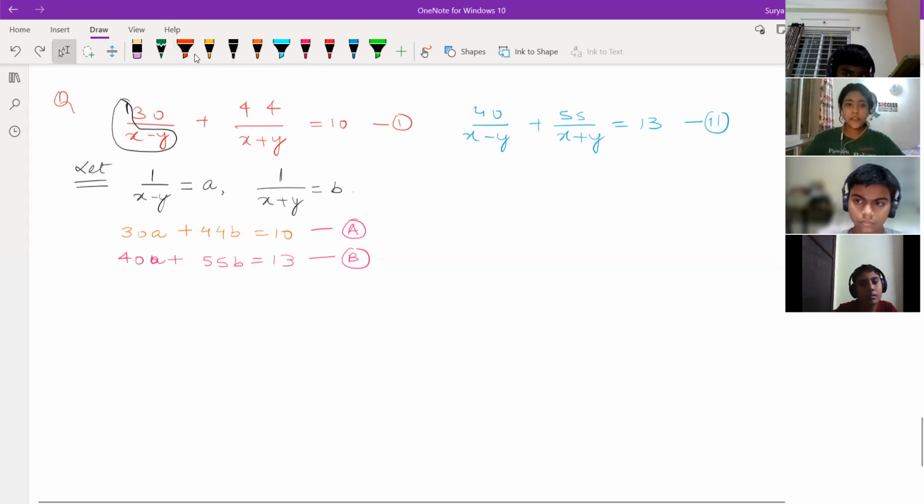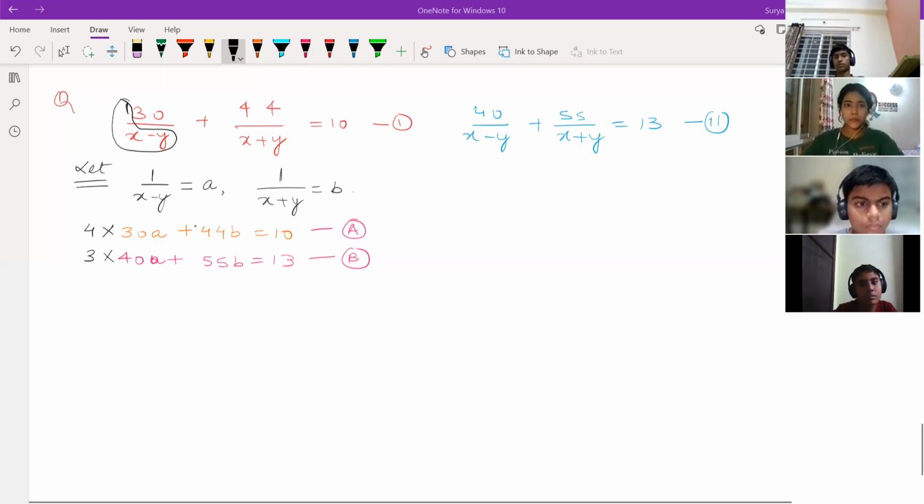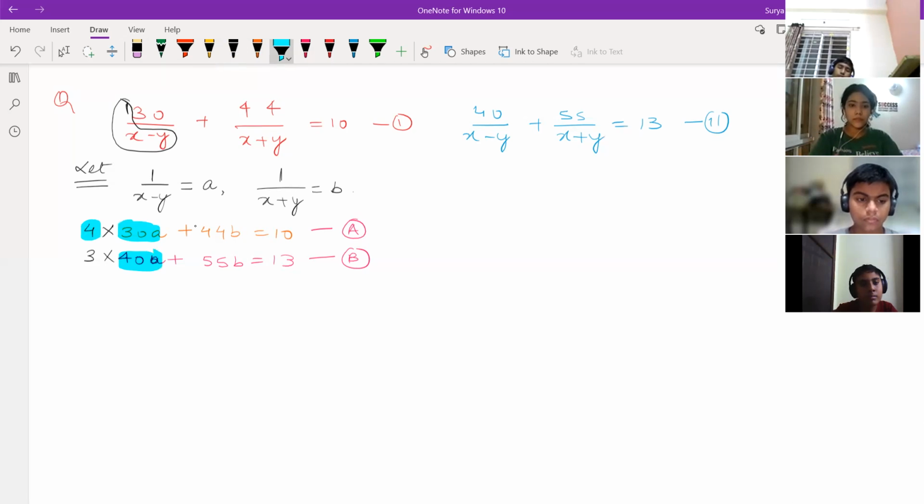So multiply the first equation by 30 and the second one by 40. 3 and 4 you do better, no? This will be by 4, this will be by 3. So if you multiply by 4, what do you get? See, 30 into 4 is 120 only, and 40 into 3 is what? 120. That's why we are going to multiply with this.